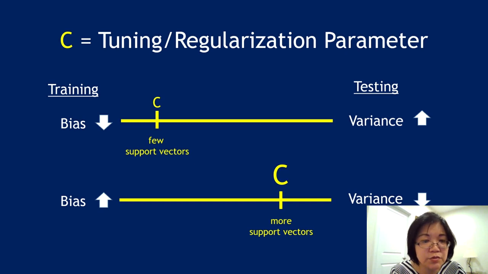So what you do is you would do cross-validation, you vary the size of C, tune it from small to big, and you have to find the optimal C value that gives you the best balance between bias and variance.